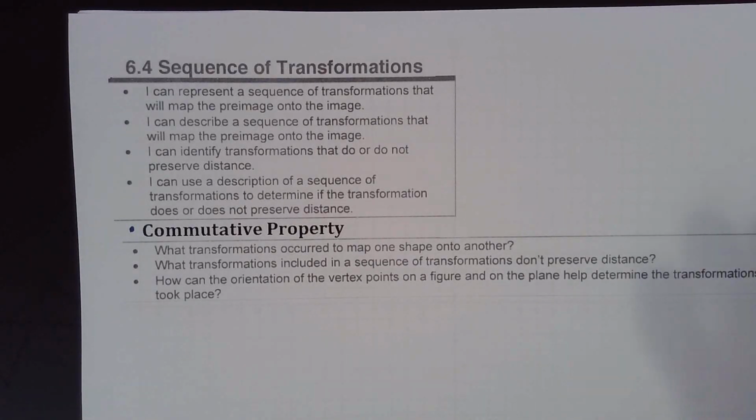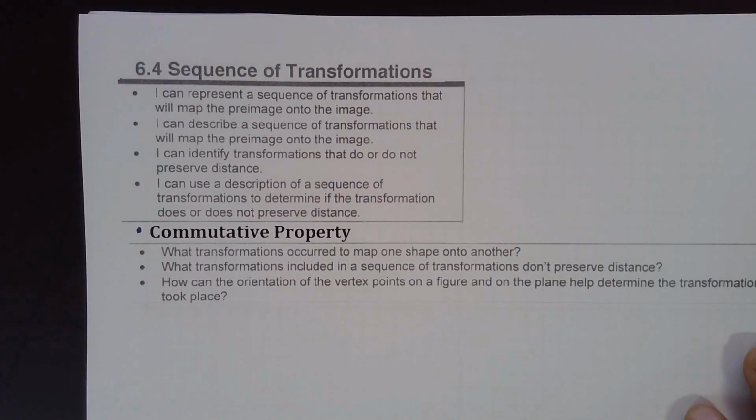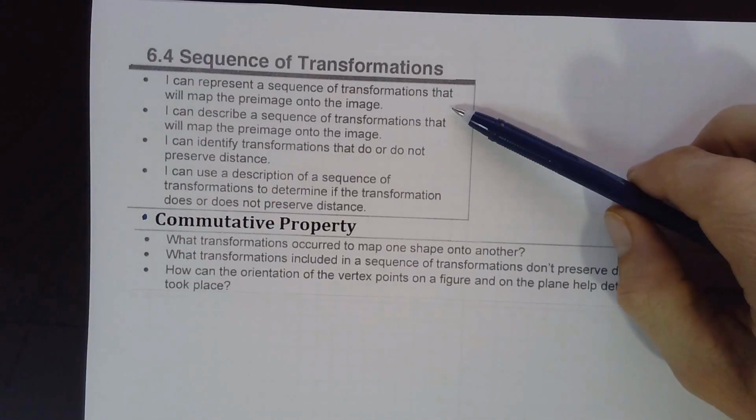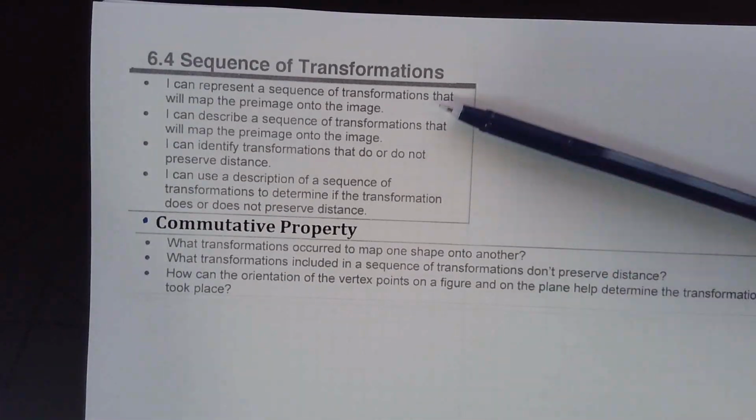Okay, we're starting up section 4. It's kind of an extension of section 3. So this is a sequence of transformations. The first one was just sequences of transformations that included dilations. This expands upon that a little bit, and the targets are pretty similar. This one we're gonna have some more mapping involved.